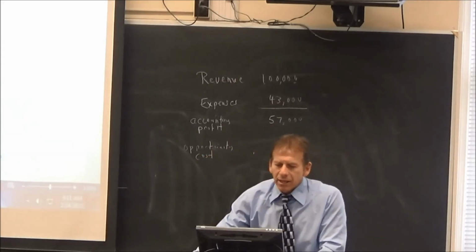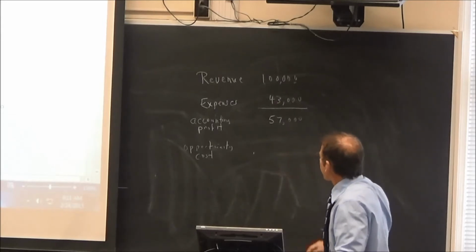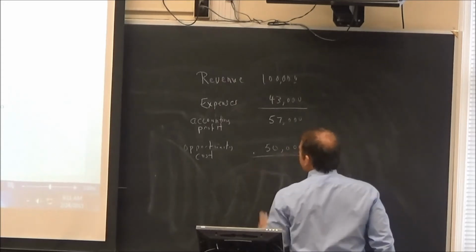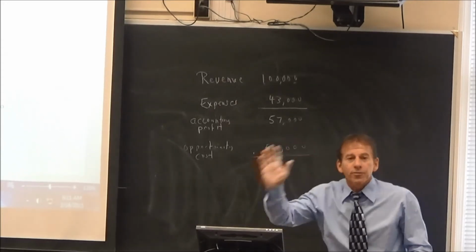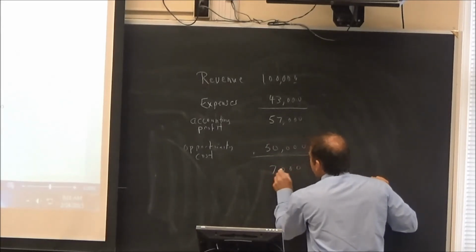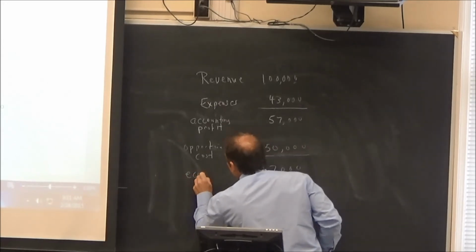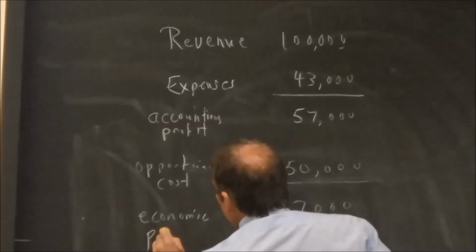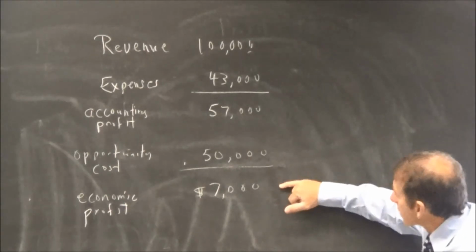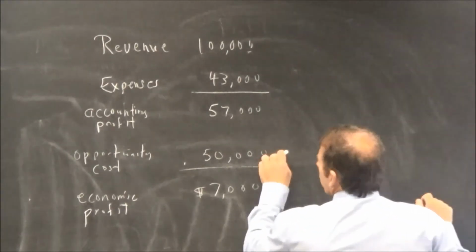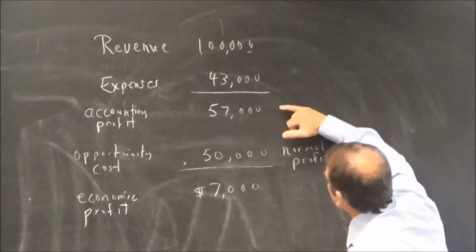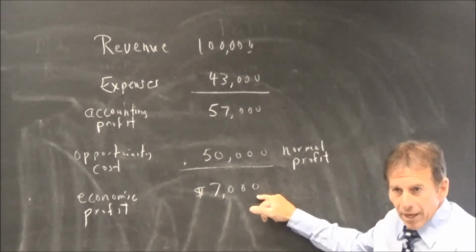So if you're regularly, like, a starting salary for an accountant might be $50,000. So we'll say the starting salary for an accountant is $50,000. That's what you're giving up. If you went and worked for somebody else, you'd be making $50,000. So what you're really making here, from an economic standpoint, is an economic profit of $7,000. That's how the economists would look at it. You're making $7,000. So this here is called your normal profit. That's what you should be making.